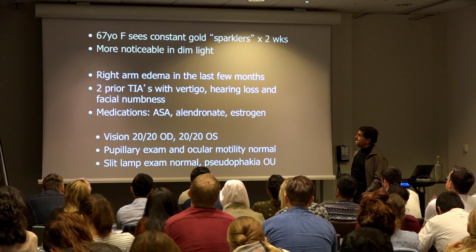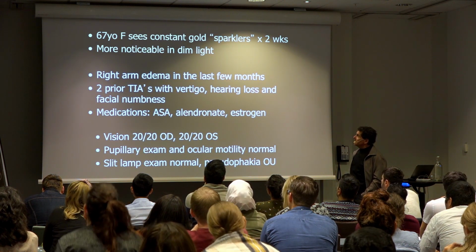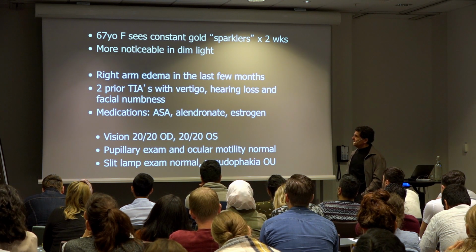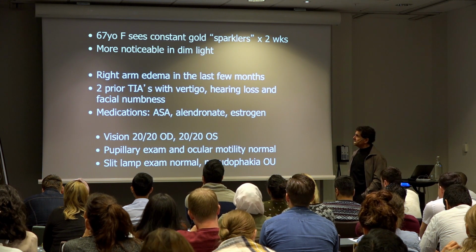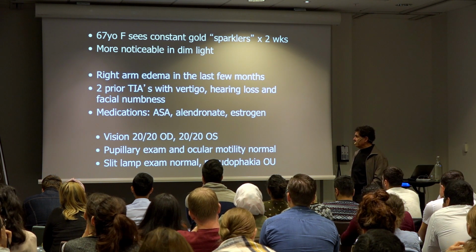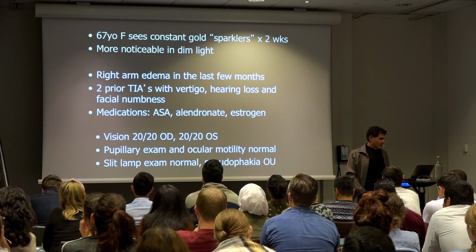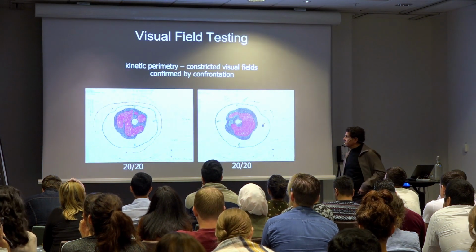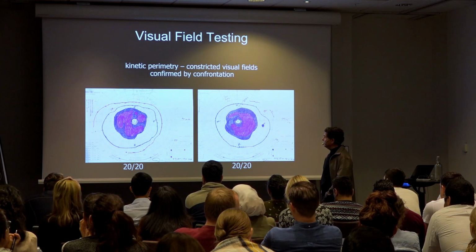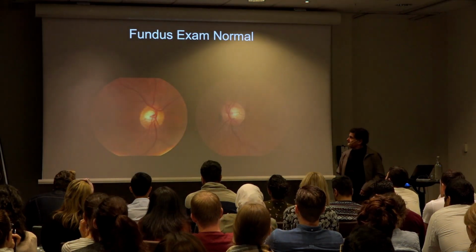Okay, here's a 67-year-old female who sees constant gold sparkles in her vision for 2 weeks, more noticeable in dim light. She had some right arm swelling the last few months, and 2 prior transient ischemic episodes with vertigo, hearing loss, and facial numbness. Those are her medications. Vision was 20/20. Pupil exam and ocular motility were normal, and the slit lamp was normal. She was pseudophakic. She had a visual field which came back like that. So very constricted fields, but she still maintained central vision of 20/20. So that was kind of unusual. Fundus exam was thought to be normal.